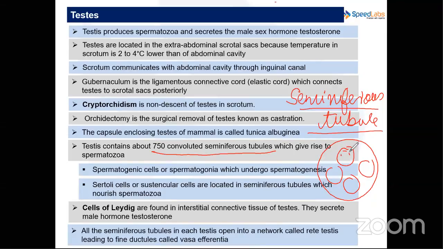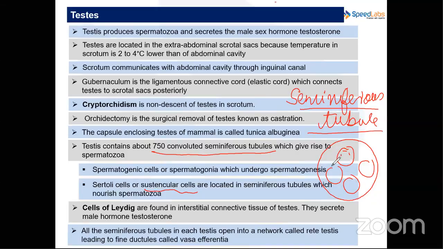And what is there in the seminiferous tubule? Each seminiferous tubule has two kinds of cells. You have Sertoli cells and you have the germ cells, which are spermatogonia. Sertoli cells are also called sustentacular cells. They sustain the sperms. That's why they are called sustentacular cells.